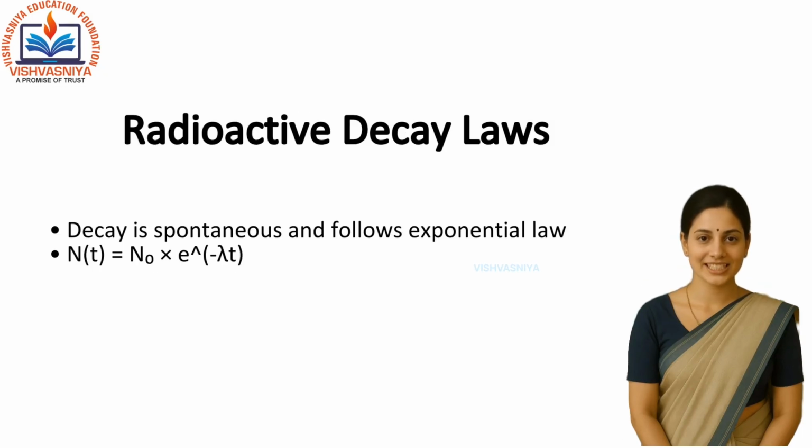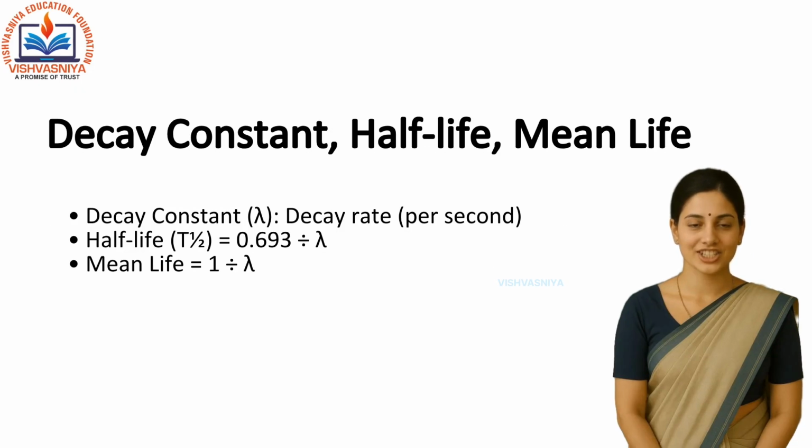Radioactive atoms decay over time. But here's the catch: we can't predict which atom will decay, only how many will decay over time. The law is N(t) = N0 e^(-λt). This tells us how many atoms are left at any time. Decay constant, lambda, is just the rate at which a substance decays. Half-life, T half, is the time it takes for half the sample to decay. Example, if a substance has a 5-year half-life, after 10 years, only 25% remains.